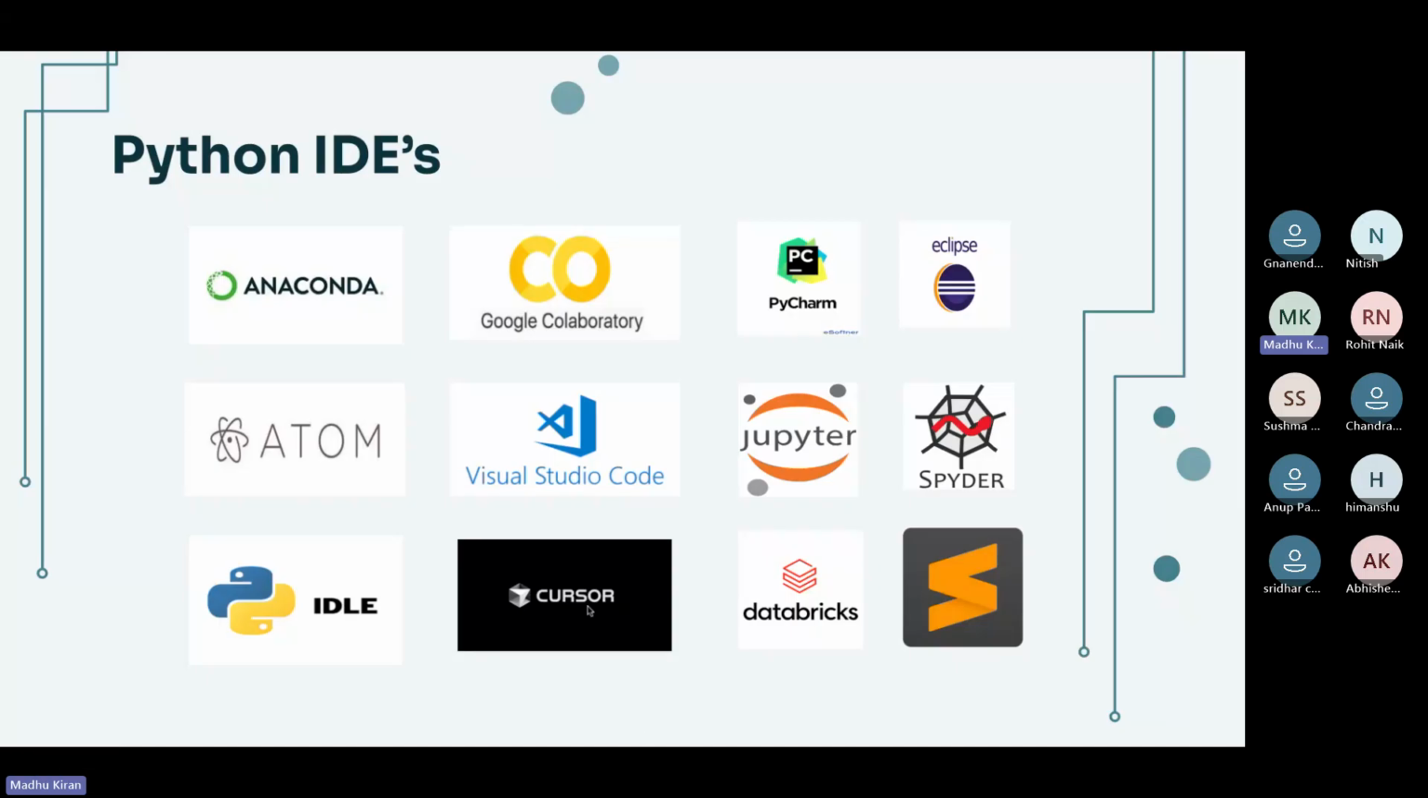But yeah, I can also suggest you can either go with Cursor or Databricks also. And Jupyter is the offline version of Google Colab. Both Jupyter and Google Colab would look almost the same, but this is the offline version. This is the online version.